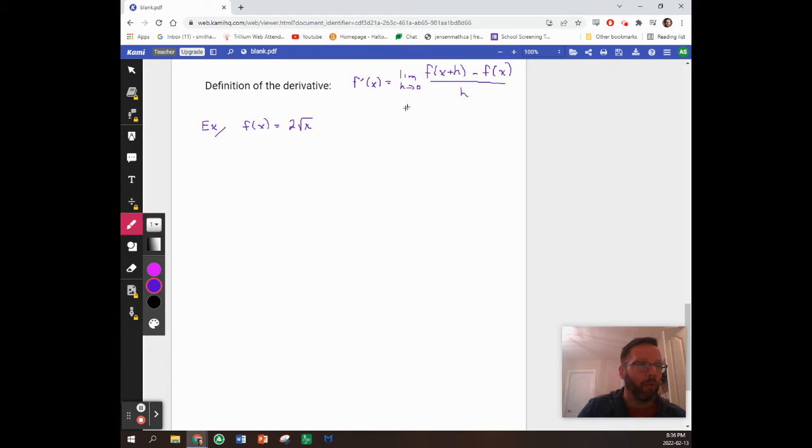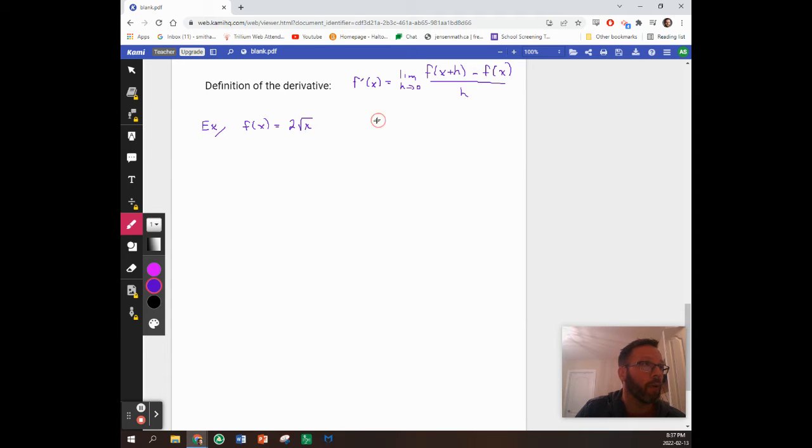We will be developing rules for calculating derivatives very easily and efficiently. Right now, we are focusing on having a good understanding of the derivative function. And I'm going to do an example here, finding the derivative of 2 root x. I think I'll just work straight down from the definition I have here.